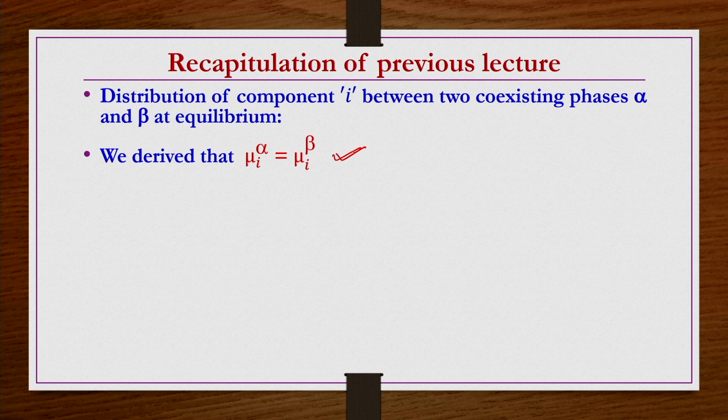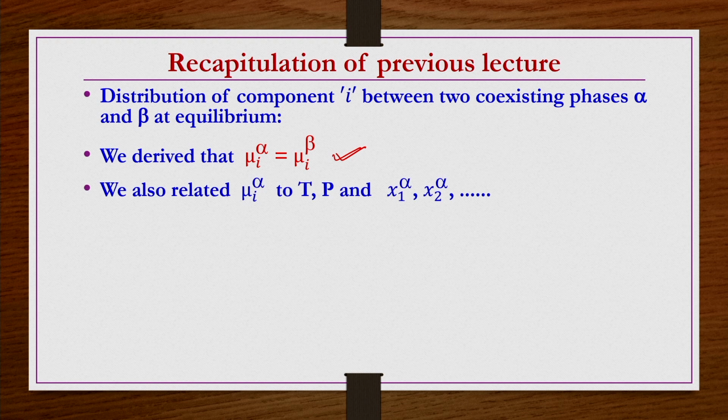Now, chemical potential is a very abstract, mathematical thermodynamic variable which does not have any direct relation to real-life measurable properties such as temperature, pressure, composition, etc. Then what do we have to do? We have to make some arrangement so that we can relate this chemical potential to the temperature, pressure and composition of that particular component in that particular phase, right.